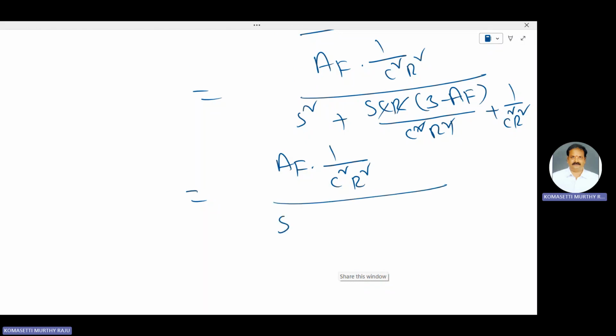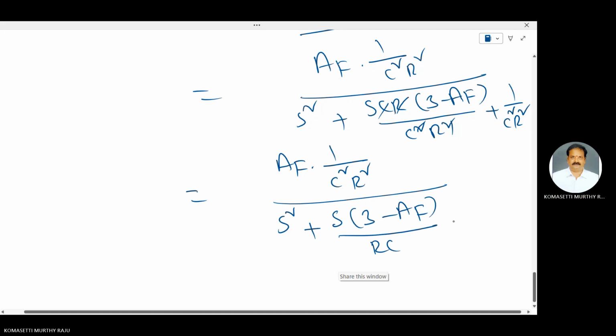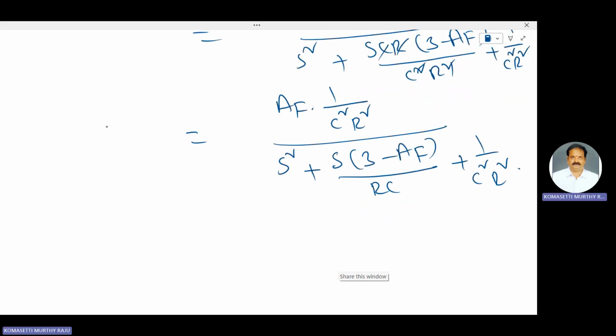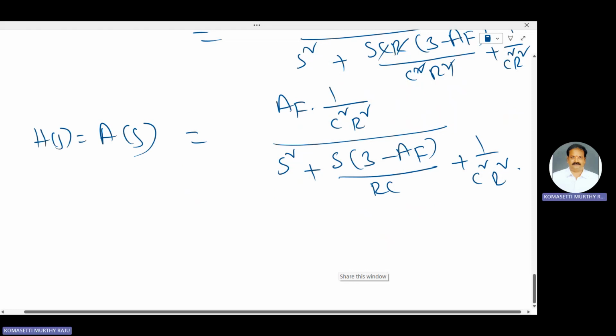C here cancel. S square plus S into 3 minus AF by RC plus 1 by C square R square. This is the transfer function of the second order low pass filter, A of S or H of S. Some notebooks use the representation H of S.